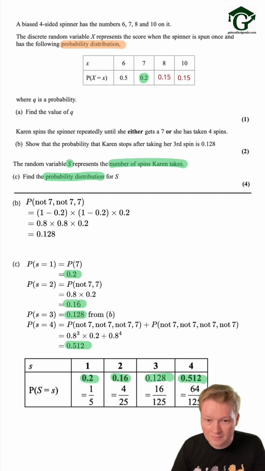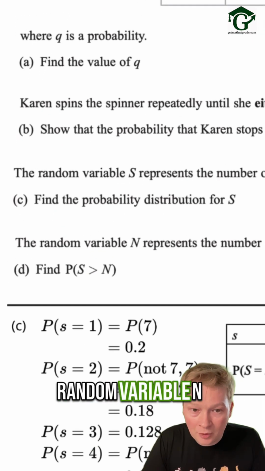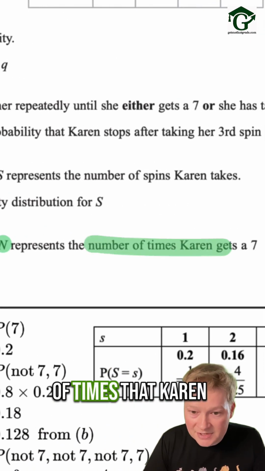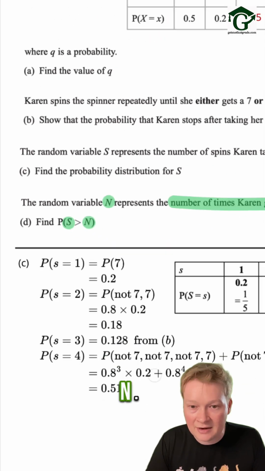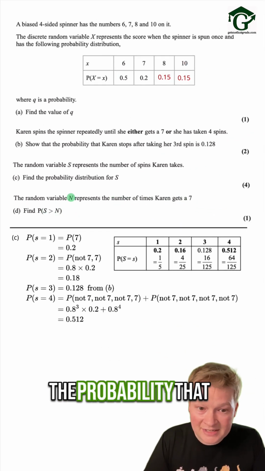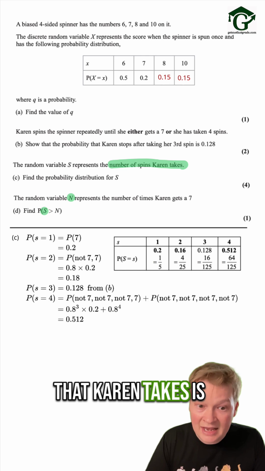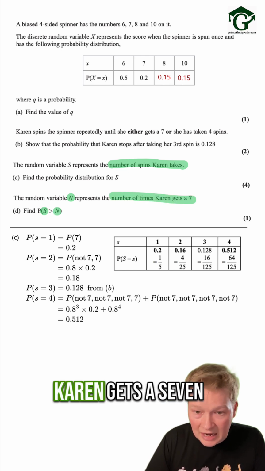to get the final 4th mark. Part D says, the random variable n represents the number of times that Karen gets a 7. Find the probability that s is greater than n. In other words, find the probability that the number of spins that Karen takes is greater than the number of times that Karen gets a 7.